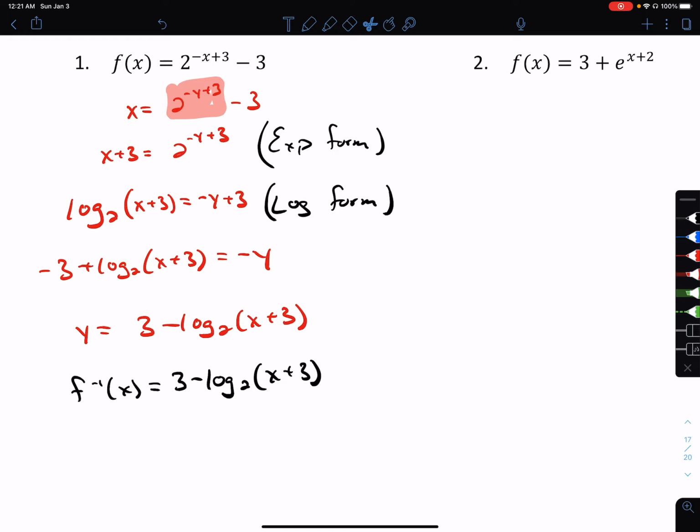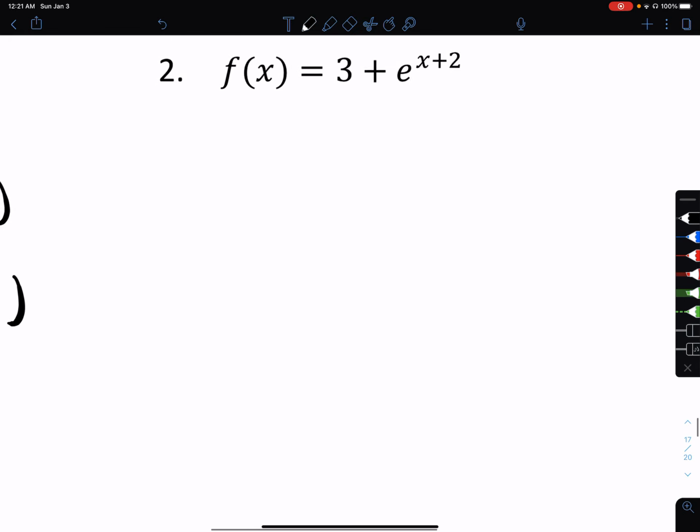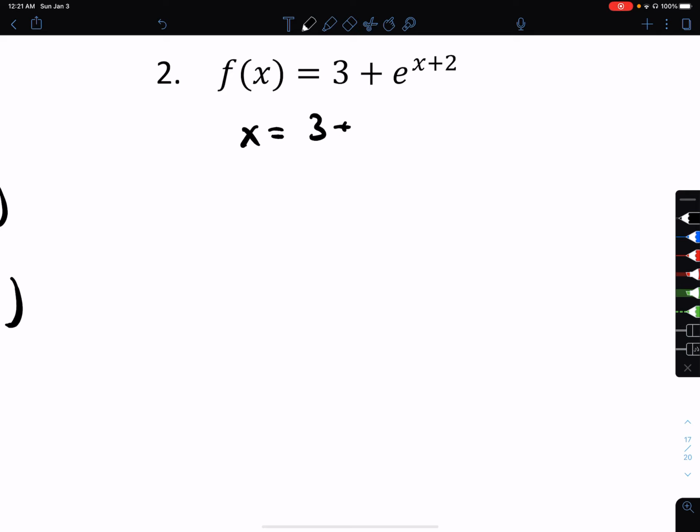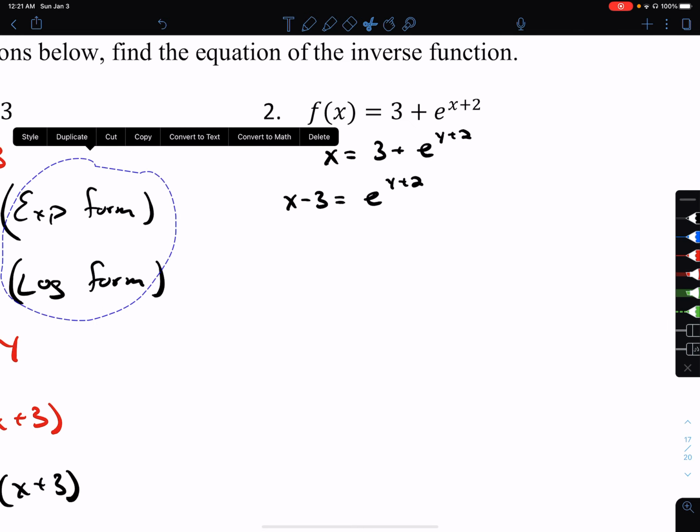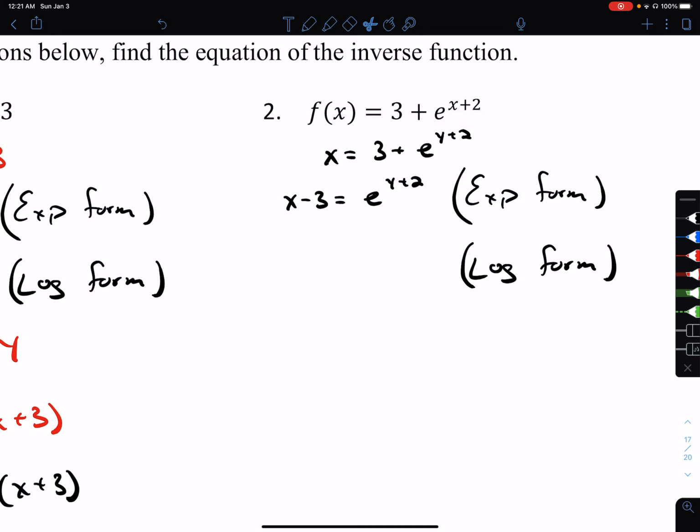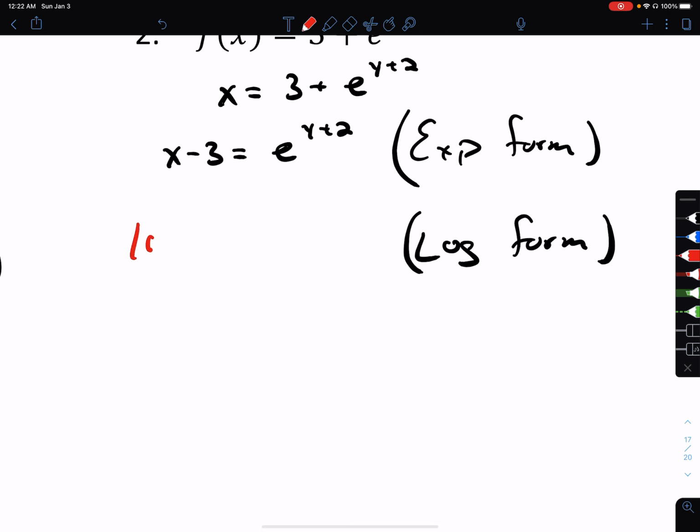Let's do another. Number 2, I'm supposed to find the inverse. I'm going to interchange x and y. And we want to get the base and exponent by itself. I'm going to subtract 3 from both sides. This is currently in exponential form. I want to change it to log form. This would be log base e, which is the natural log, of the argument x minus 3 equals the exponent.